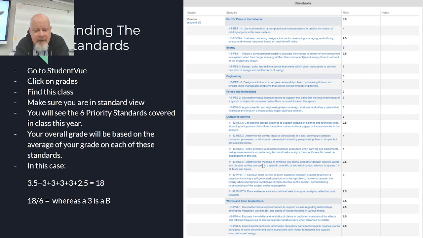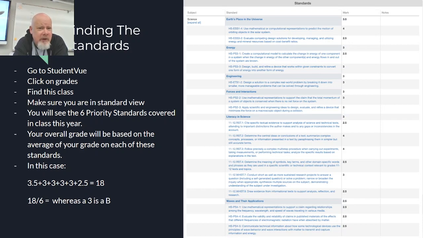I will point out that even though we use Canvas a lot this year, Canvas grades are not the grades that you get in class. Canvas does not calculate standards-based grading. It just calculates point-based grading. So that is not the grade that you will be receiving in this class. Your grade in this class you can find on Student View, and if this is a parent watching, you can find it on Parent View.